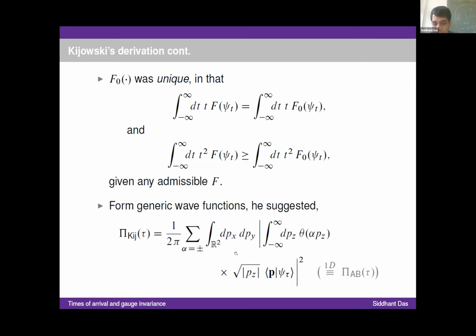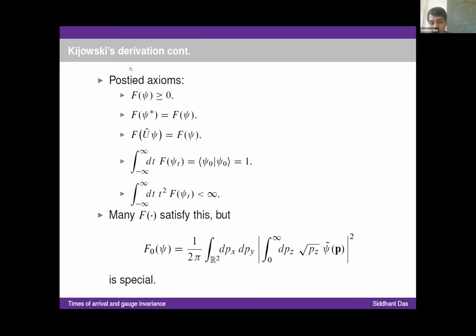And you can convince yourself, if you remember the expression two slides down, this looks basically like what Aharonov and Bohm had found in their own way in the one-dimensional context. Now, this approach also shares essentially all the problems that I was saying with Aharonov-Bohm, and that's all right. But there is another thing I would like to highlight here, namely that this F0 is supposed to be a guy which uniquely fell out of these properties.